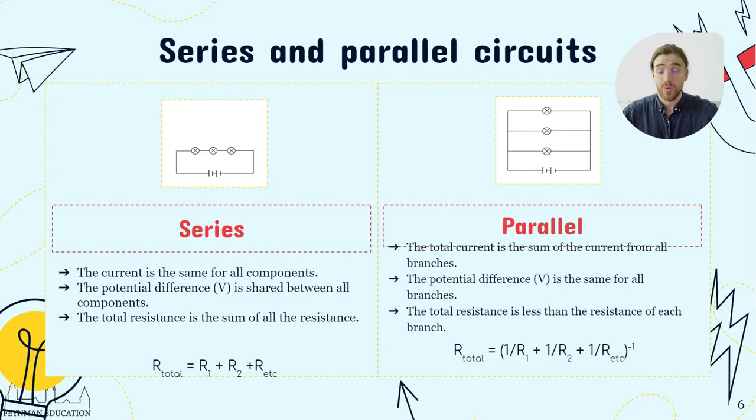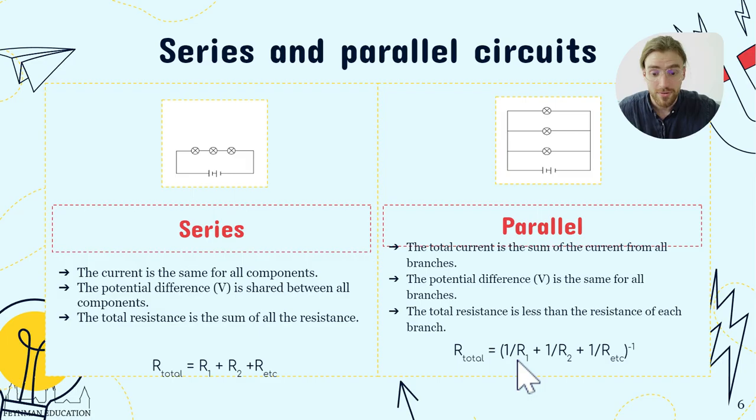Whereas in a parallel circuit, our total current is going to be the sum of the current from each branch. Notice that now they're not all on the same line, they're separated on these branches. So we add up the currents of each branch, and that's going to equal our total current. The potential difference is going to be the same for each branch now. In series it would have to be shared, but in parallel it's the same for each branch, and our total resistance is less than the resistance of each branch.